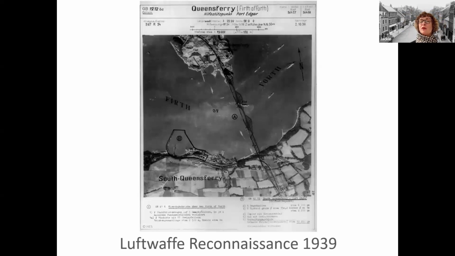Again, we return to the Forth and the Forth Bridge in 1939. The first German air raid into Scottish skies took place on the 16th of October 1939 and was planned with the help of extensive Luftwaffe aerial intelligence. The annotations on this reconnaissance image of the Forth Railway Bridge identify anti-aircraft and coastal batteries.